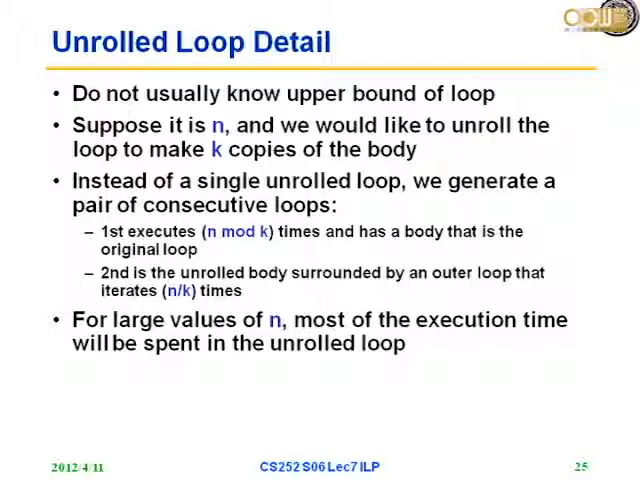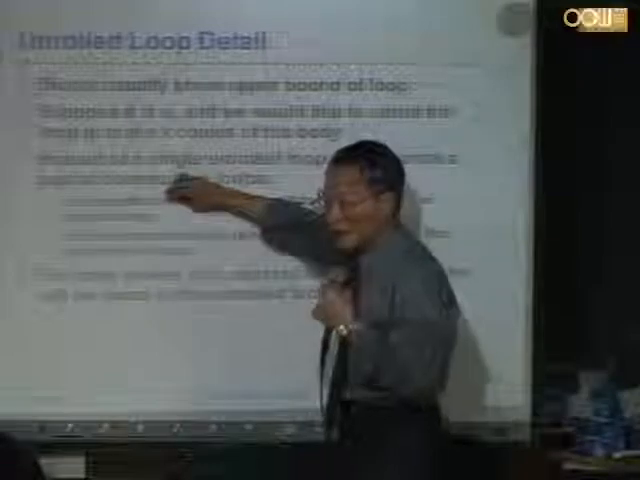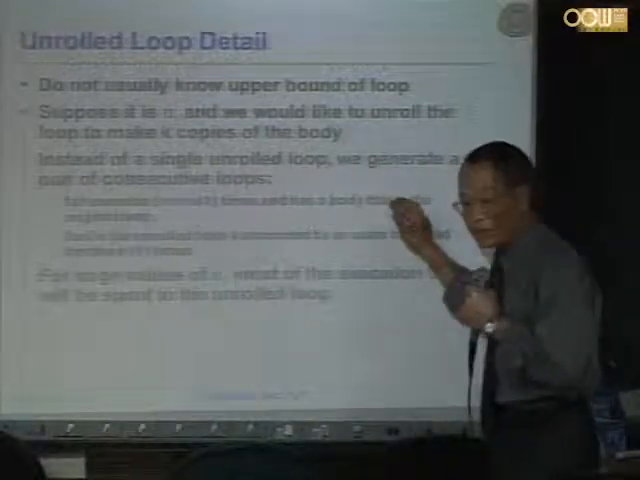Okay? And then, instead of a single unrolled loop, we generate a pair of consecutive loops, one loop for handling the remainder, the other to replace the original loop body, but this time it becomes bigger, unrolled several times. This part to handle the remainder is usually not unrolled. It is still like the original code. Okay? And this usually handles what? The 0, 1 portion or the n-1, n-2 portion?